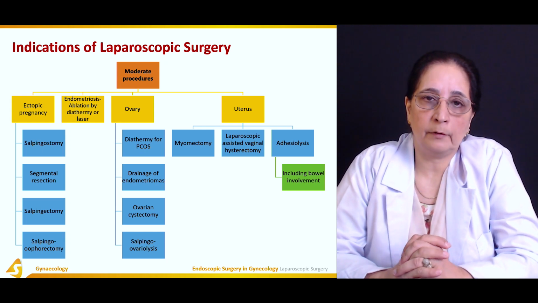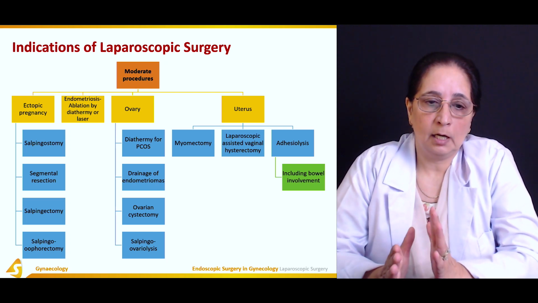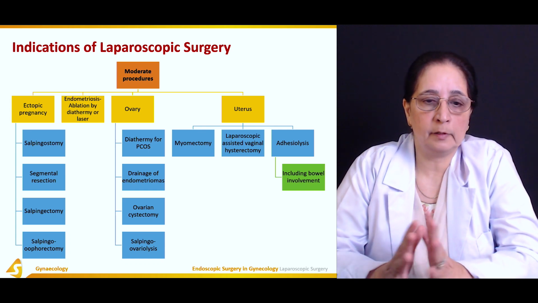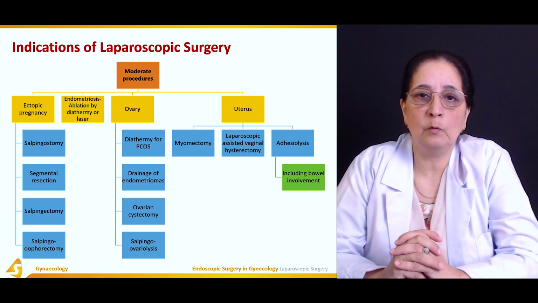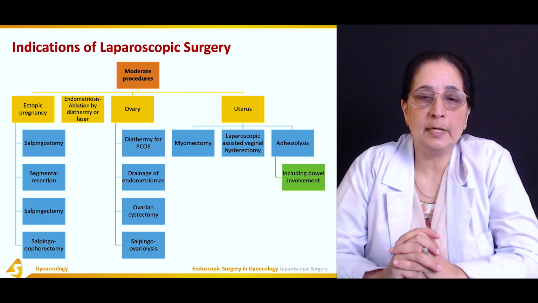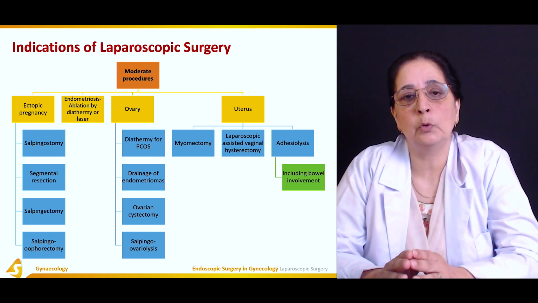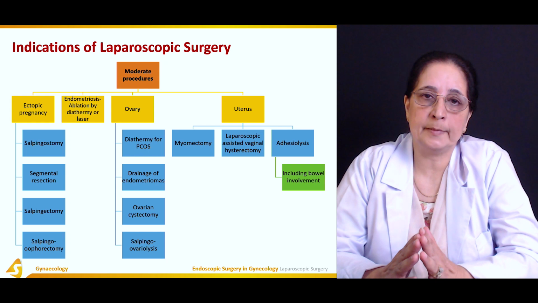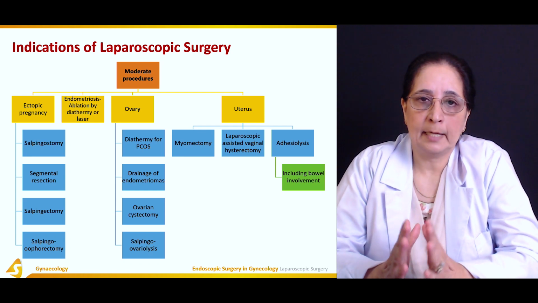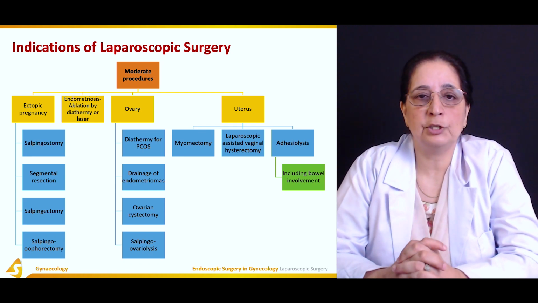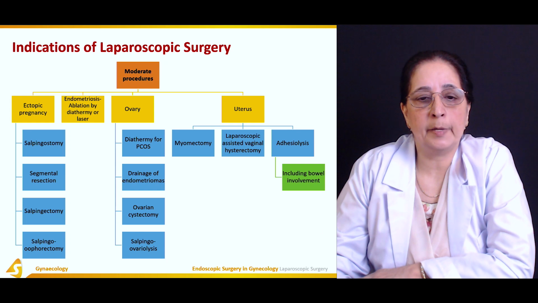Salpingectomy is the removal of the fallopian tube. It can be just a segmental resection of the fallopian tube, or it can be a complete salpingectomy, complete removal of the fallopian tube. Or it can be salpingo-oophorectomy, in which the ovary and fallopian tube both are removed. So three procedures are done for ectopic pregnancy: salpingectomy, segmental resection, or salpingo-oophorectomy. All these can be done by laparoscopic surgery.